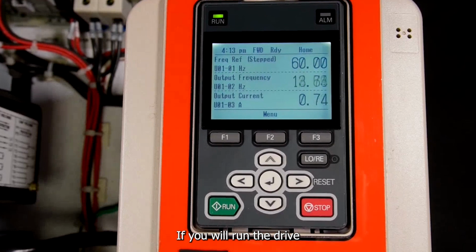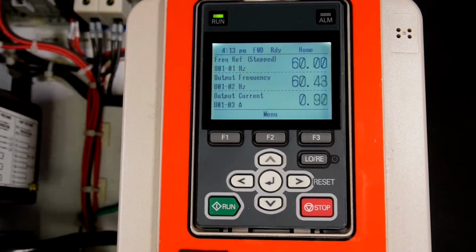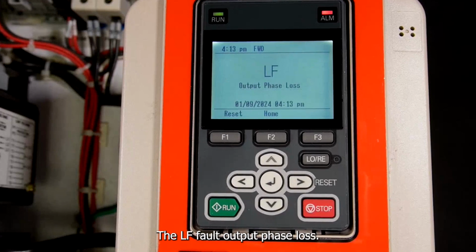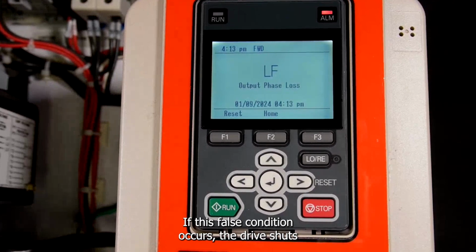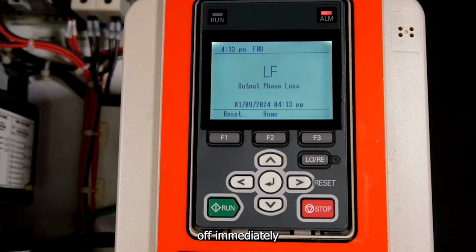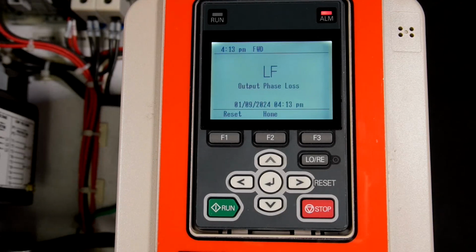Here we're running the drive, and we remove one of the phases. There it is, the LF fault, output phase loss. If this fault condition occurs, the drive shuts off immediately, sets the holding brake or brakes, and records this in the fault trace and the fault history. This indicates that the drive has lost one of its three phases on the output.